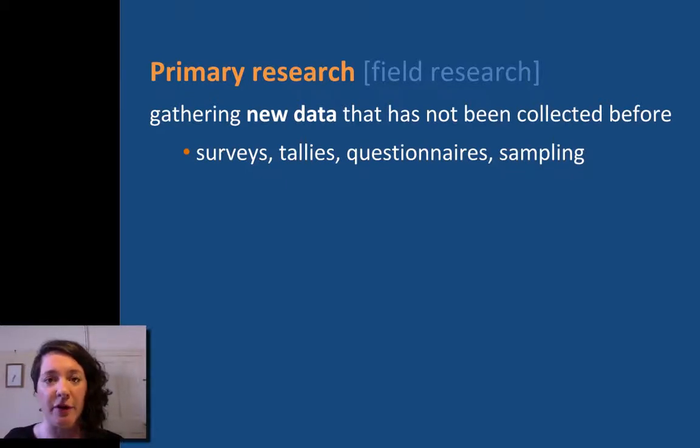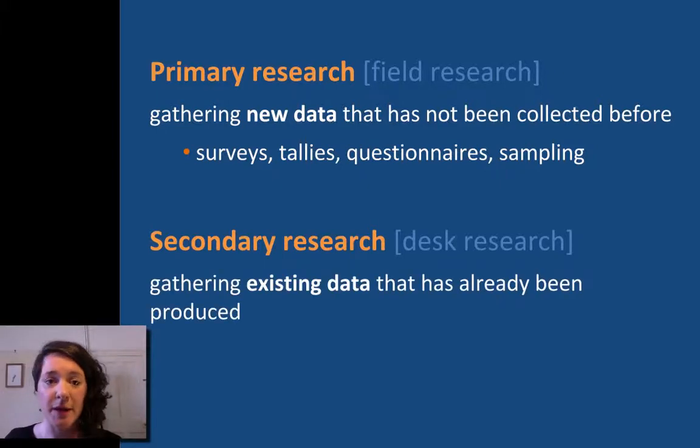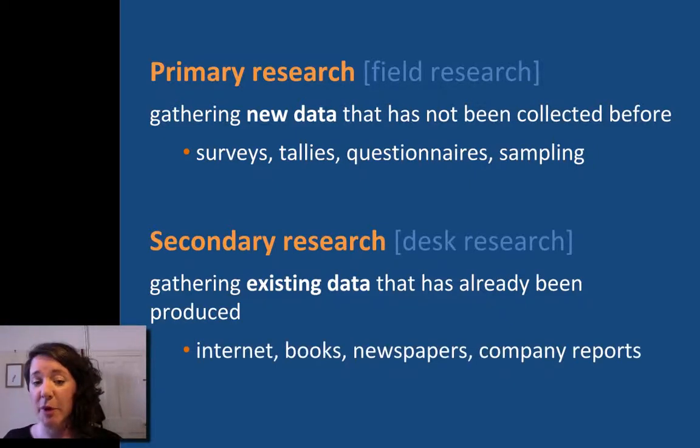The other type of research that you're going to be looking at is secondary research. So this is desk research, it's often referred to as. Here you'll be gathering together existing data that has already been produced by other authors and other researchers. You might find this information through looking online on the internet, looking in books or newspapers, or maybe through things like company reports. So anything that is a published document could be used as part of your secondary research.